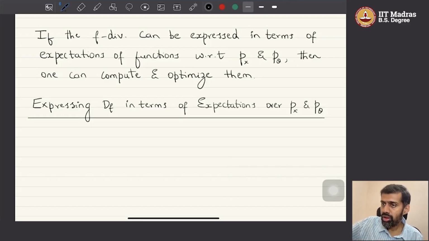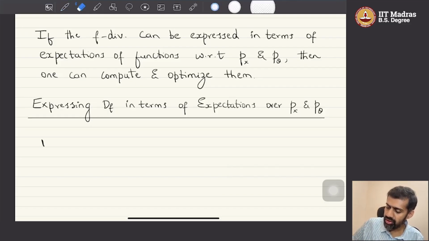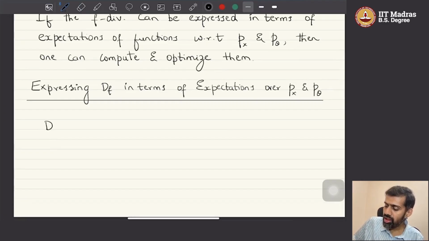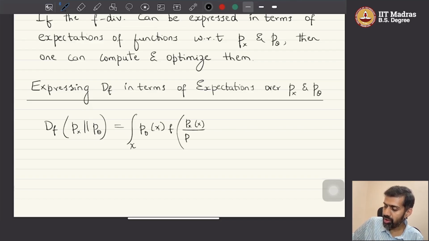Now, let us start from the definition of F divergence. This is going to be a little pedantic, so please bear with me. The definition of F divergence is as follows: the integral over the space of the random variable of p theta of x times f of px evaluated at x divided by p theta evaluated at the same point, times dx. This is the definition of F divergence.